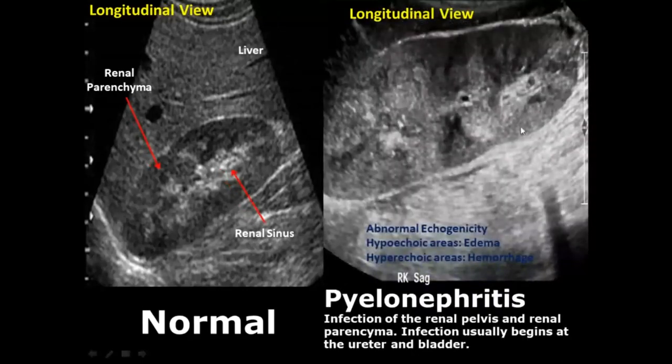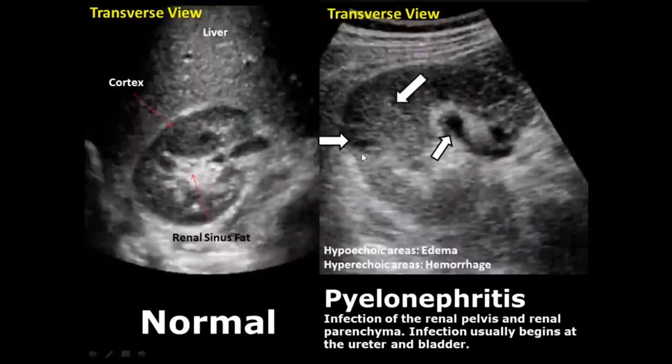Pyelonephritis is the infection of the kidney, and it usually involves the renal pelvis and the renal parenchyma, and it can cause abnormal echogenicity in the kidneys. The regions that are hyperechoic are due to hemorrhage, and the regions that are hypoechoic are due to edema. The transverse view of pyelonephritis shows us the hyperechoic area and some hypoechoic area. It is overall a heterogeneous appearance. We have to correlate these clinically as well.